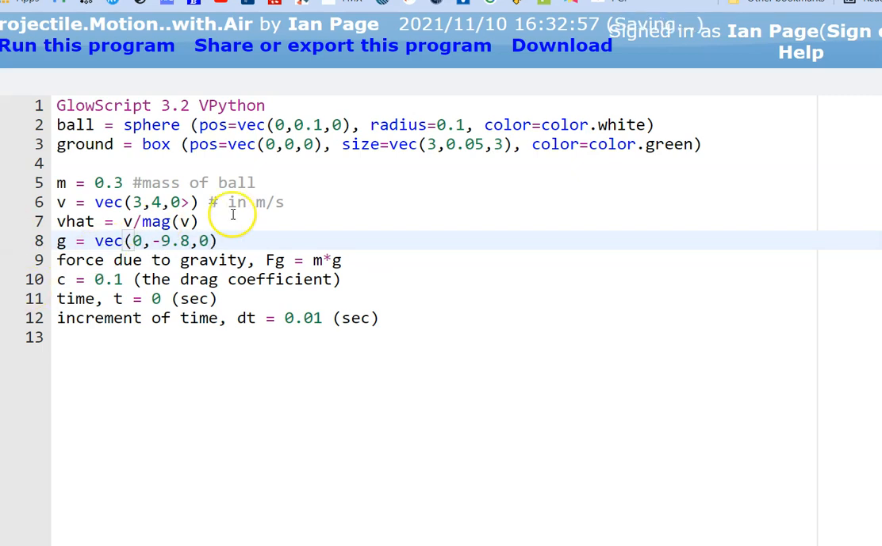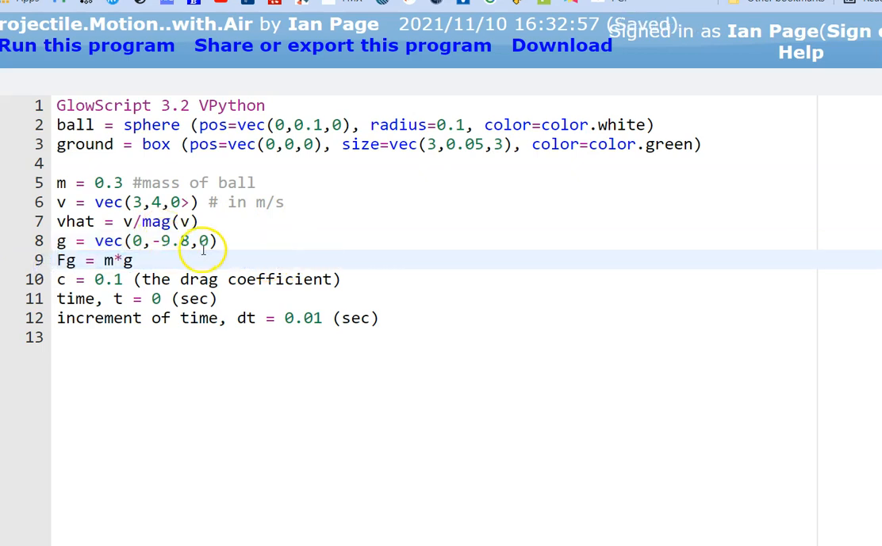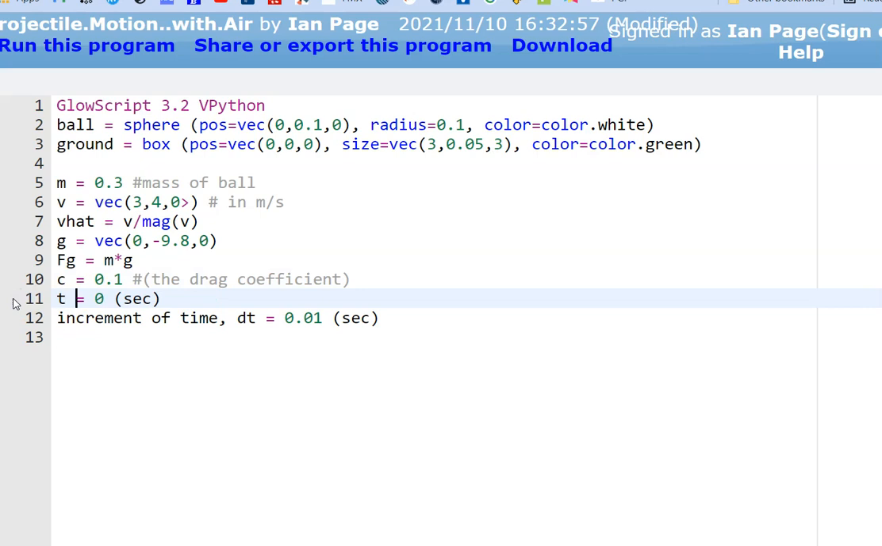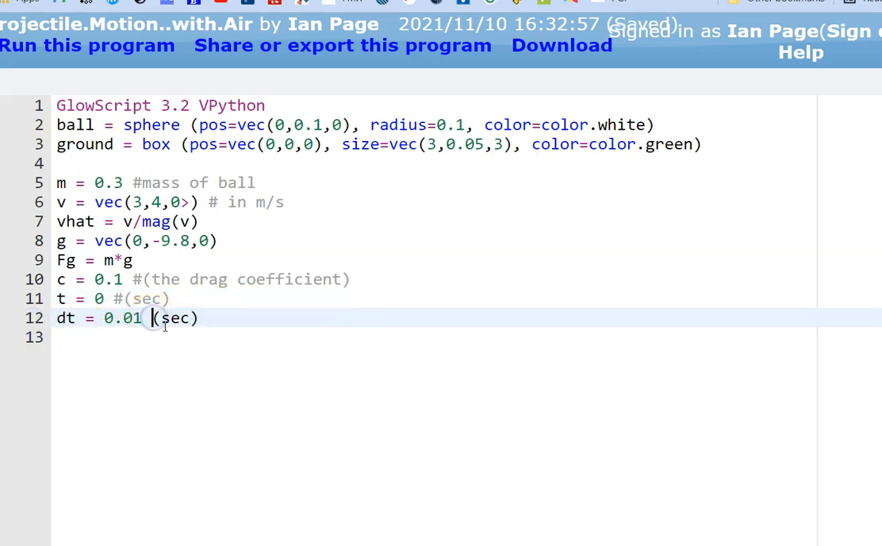And then we have also the force of gravity, which is simply multiplying the mass by g. Now turning that into it, we have the drag coefficient. All right. We have the time variable, and we set it at 0. And we have the increment of time, which is going to be in seconds as well. So those are our initial parameters that we're setting in here.